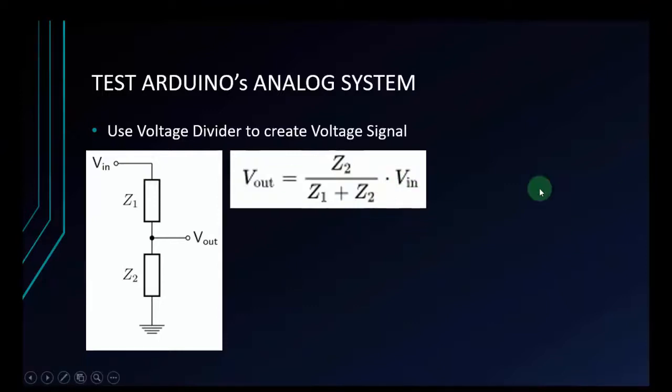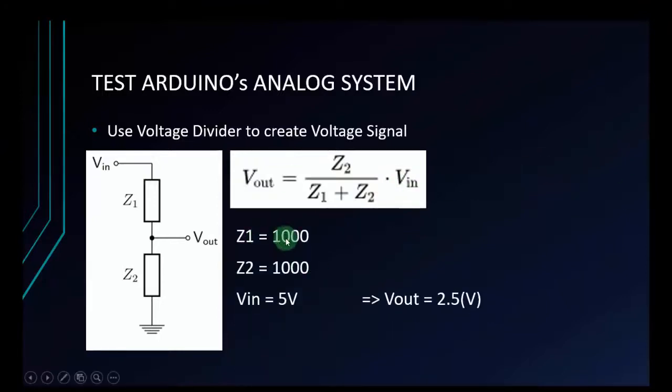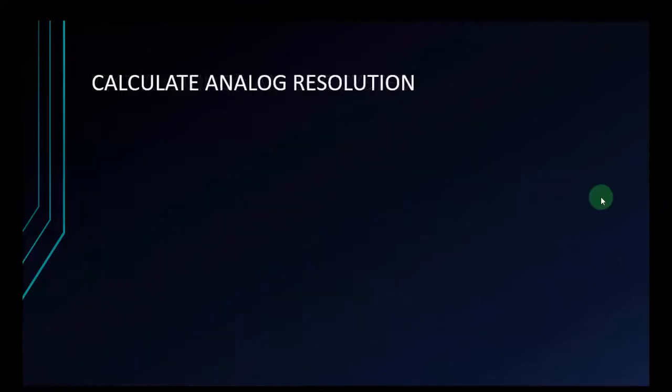I assume that Z1 is 1000 ohm. Sorry, I forgot to put the unit here. And Z2 is 1000 ohm, and V-in is 5 volts. When we apply this formula, we get V-out as 2.5 volts. Next is calculating the analog resolution. The resolution is the 10-bit value we will get.